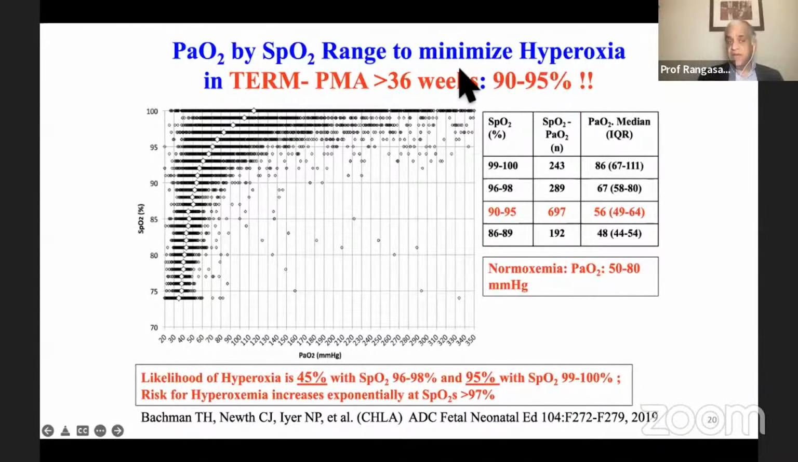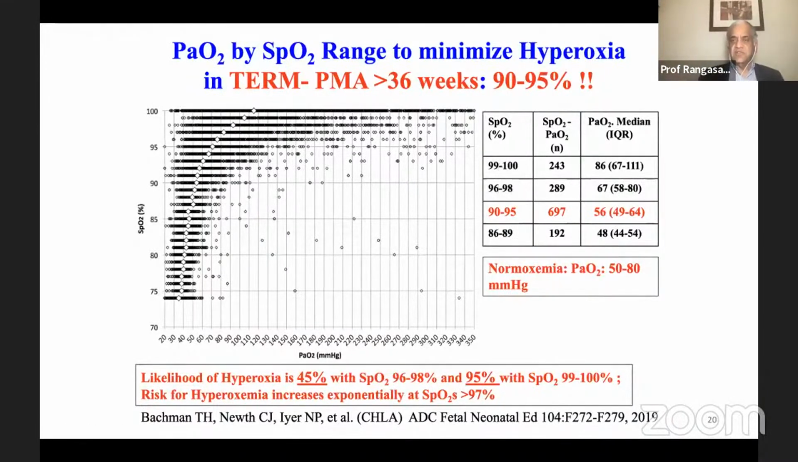That's why we use saturation. This is a study by Tom Bachman and Prabhu Iyer from CHLA, from our division, looking at PaO2 over saturation. They show that when the saturation by pulse oximeter is 99 to 100, SpO2 and PaO2, 243 samples, the PaO2 median, look at the interquartile range, is 67 to 111. There is no way you can have a saturation of 99 to 100 and say, I'm going to avoid hyperoxia.